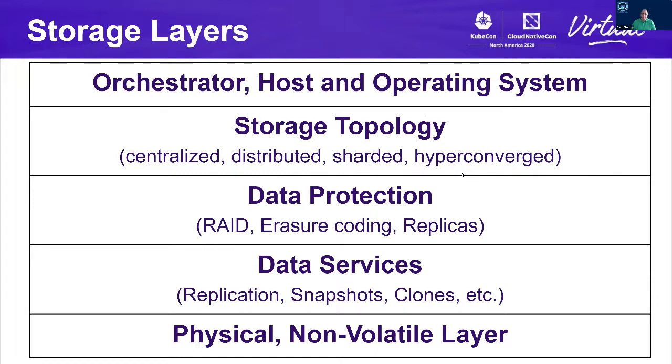We also talked about the different storage layers in a storage system. And in an orchestrated environment, you will see that there are a number of different layers, starting from the container and the container namespace and the orchestrator, to the different topologies that might be implemented in the storage system, whether it's centralized or distributed or sharded with databases, for example, or very commonly nowadays, different hyperconverged topologies.